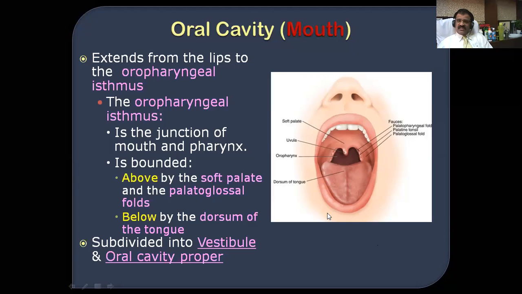Now the mouth is subdivided into two parts. Our oral cavity is subdivided into two parts. First is the vestibule and the other is the oral cavity proper. Oral cavity proper means the area beyond the alveolar margin or teeth, what you call.